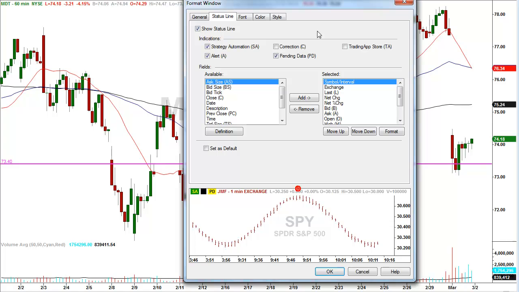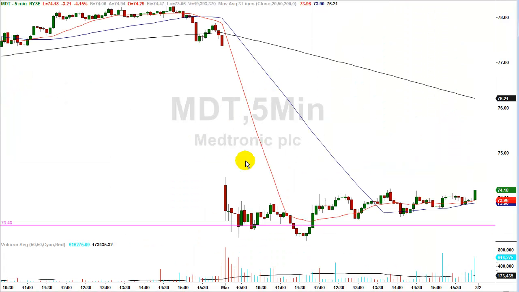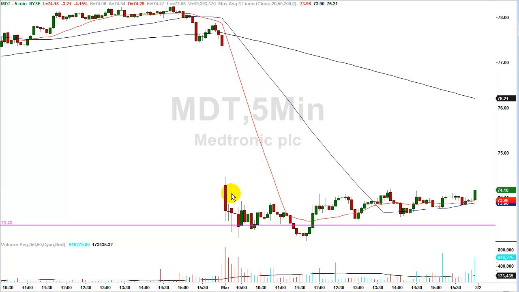So I'll go over to a 5-minute chart and we'll see what happens. The first 5 minutes of the day, the stock didn't hit our level, but on the third candle of the day, so 15 minutes into the trading day roughly, the stock hits our level and trades down to a low of 73.26. Now this remains within our stop loss limit.